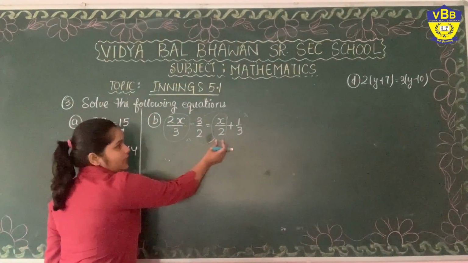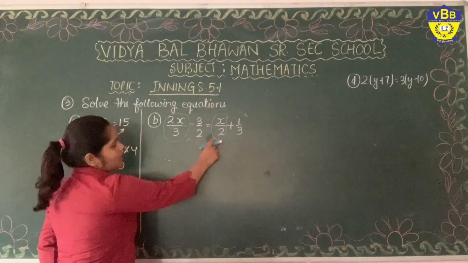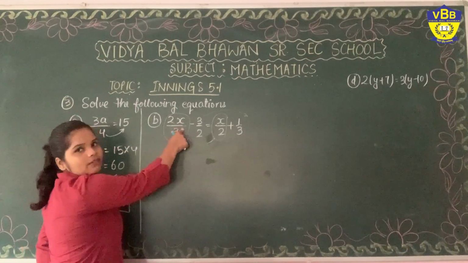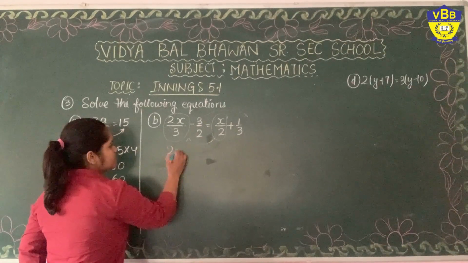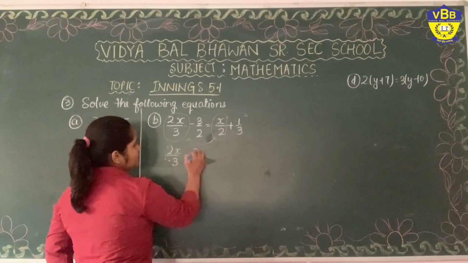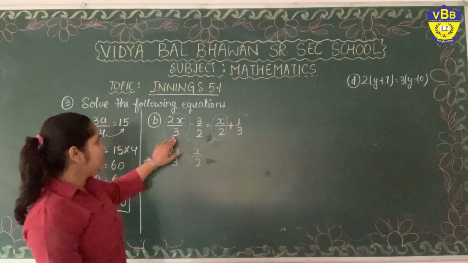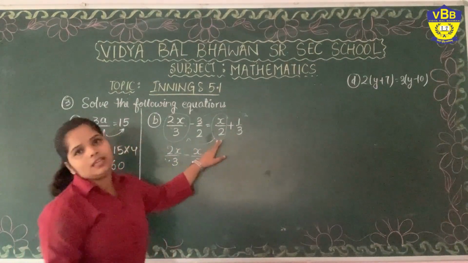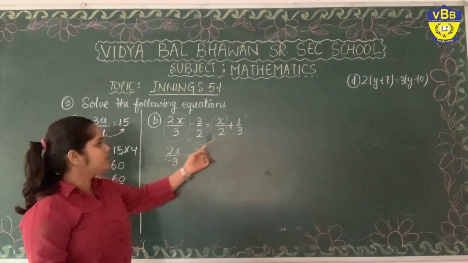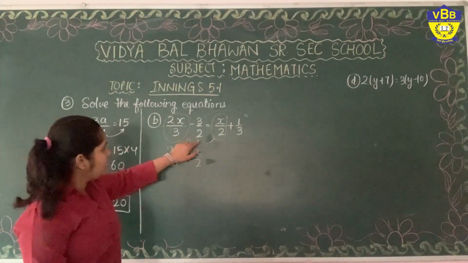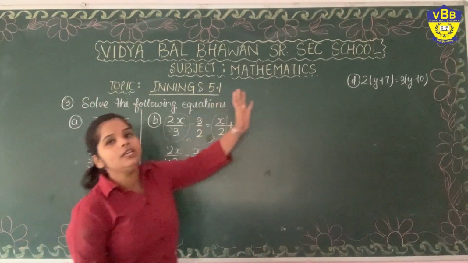So I am shifting this x by 2 because it is having x, along with the number having x. It is here in plus, it will shift and become minus: 2x divided by 3 minus x divided by 2. I hope this step is clear, that this number is having x, this number is having x. I am writing the numbers with the variable on the left side. So I have shifted this number to the left side. And this number without variable, a constant number, I am shifting to the right side.